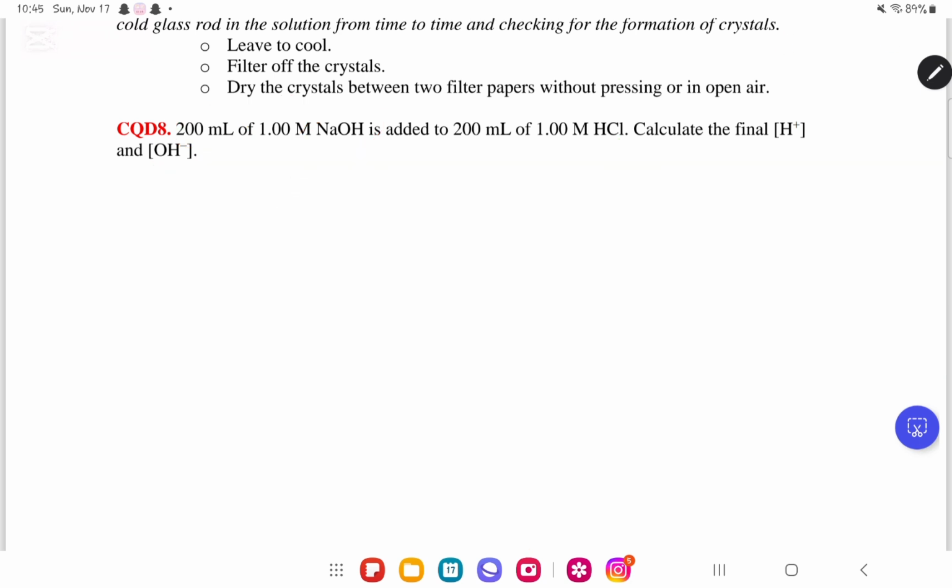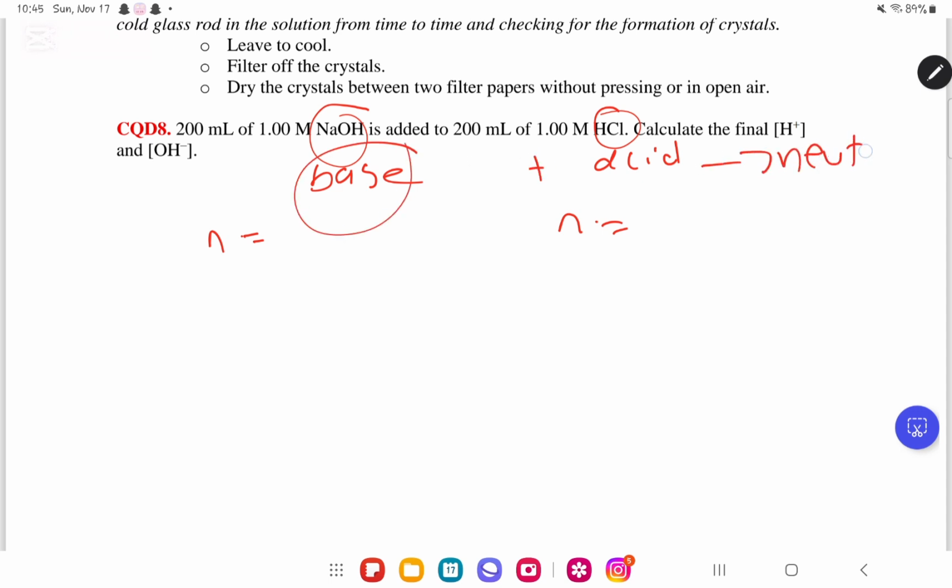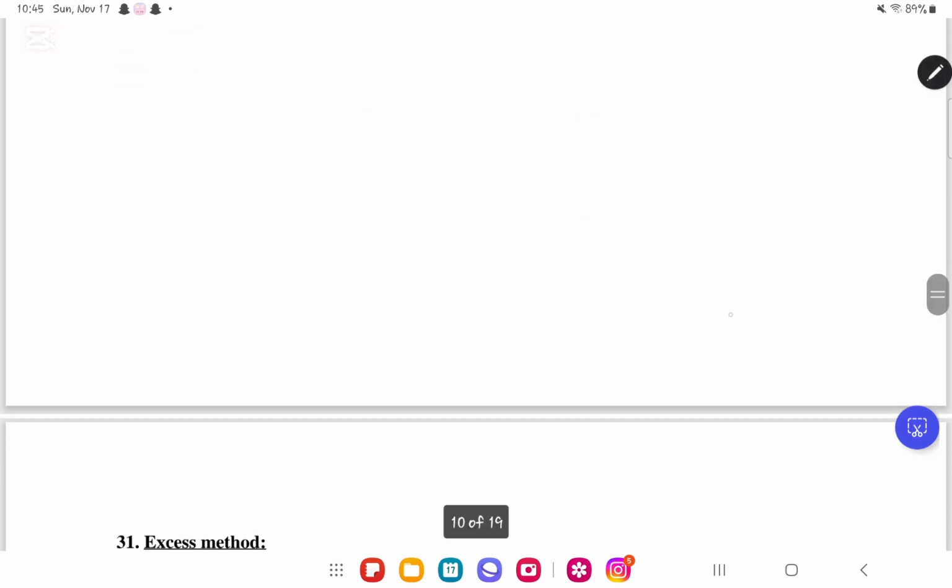Another way you could do it is that you have NaOH, which is a base, and HCl, which is an acid, and you calculate the number of moles. You will see that the numbers of moles are equal to each other, and because they are equal, there is no excess, so it's going to be base plus acid, and we know this is a neutralization reaction. Neutralization reaction means water. Water means concentration of H+ equals concentration of OH-.